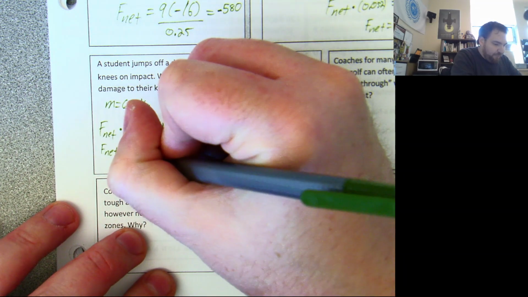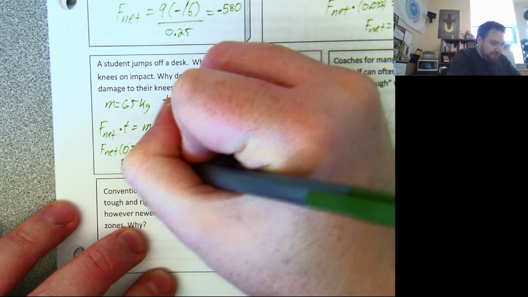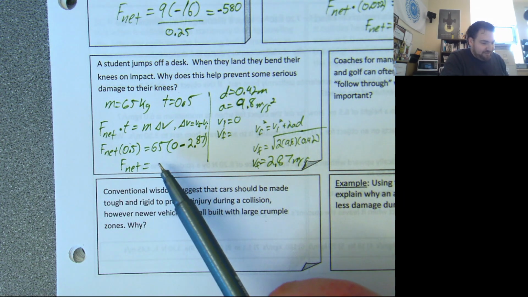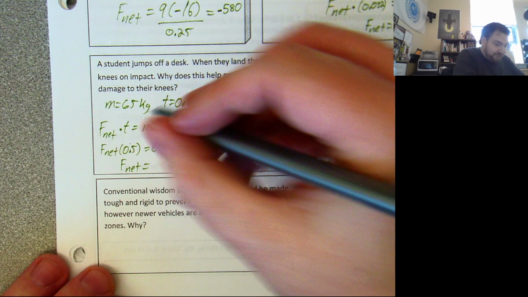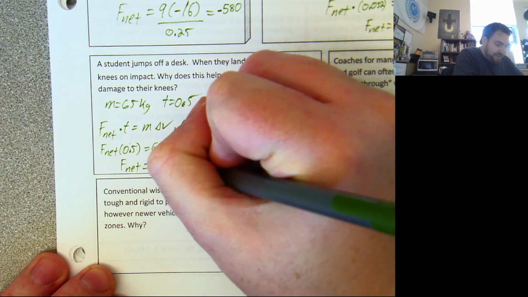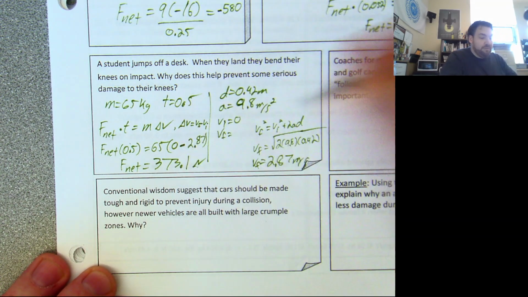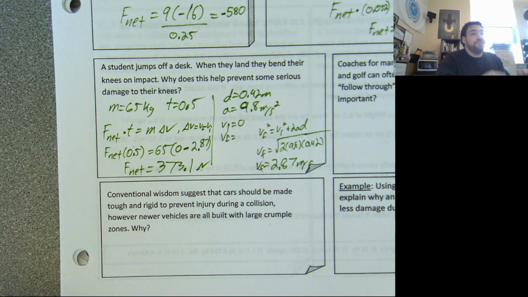And we're going to find that the force upwards on me from the ground was, actually, 65 times negative 2.87 divided by 0.5 seconds. And we get that the force upwards on me was 373.1 newtons. That is the force required to bring me to a stop, the net force required to bring me to a stop.